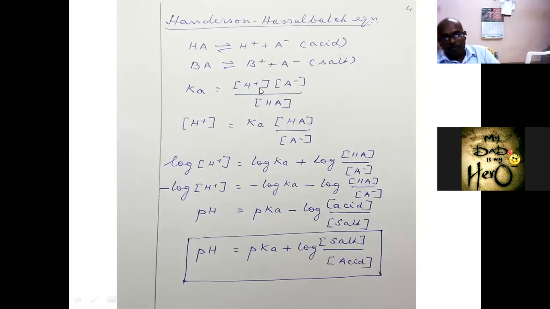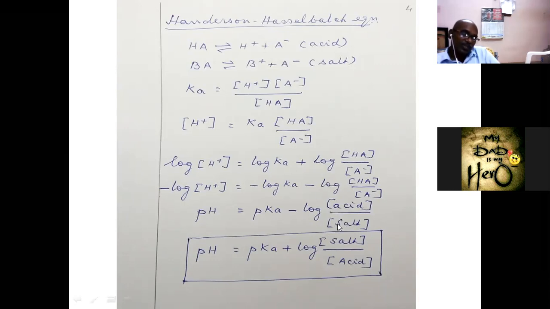So from this you can find out the concentration of H plus, which is equal to Ka into HA concentration by A minus concentration. Therefore, when you take a log on the entire equation, log H plus equals log Ka plus log HA by A minus. Now you change the sign everywhere. Minus log H plus equals minus log Ka minus log HA by A minus. What is minus log H plus? It is pH, because pH is the negative logarithm of hydrogen ion concentration. So pH equals pKa minus log of acid concentration by salt concentration.